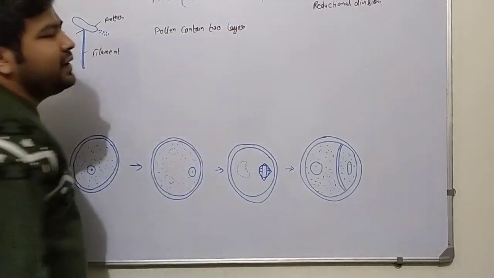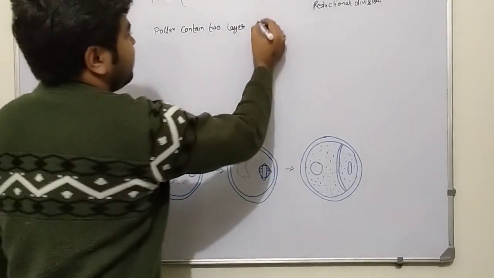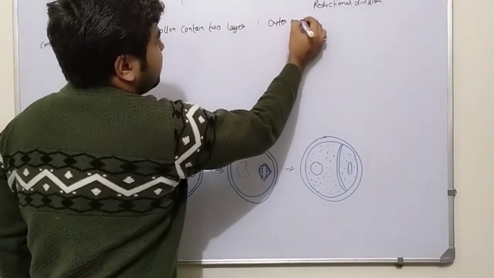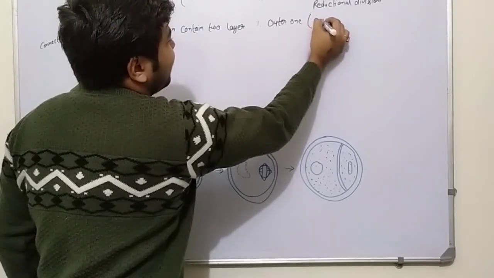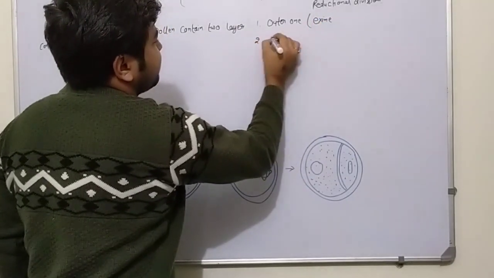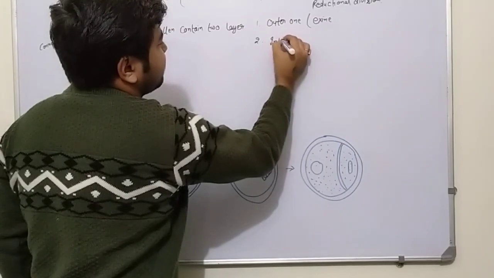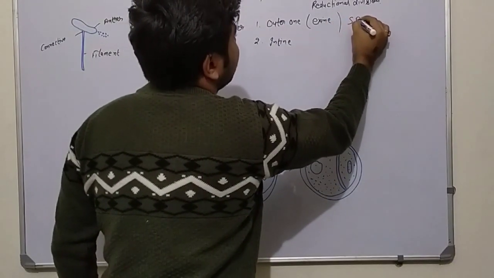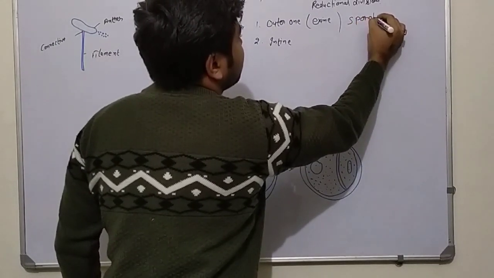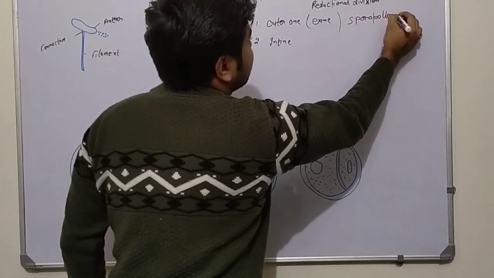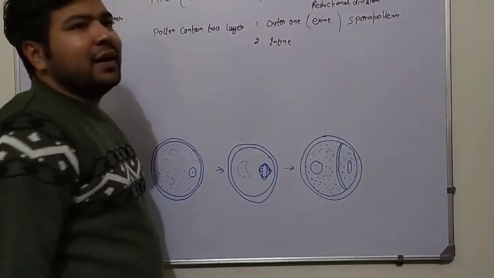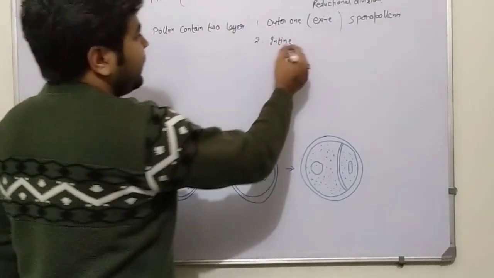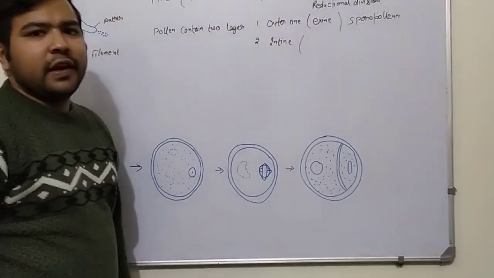The outer one is called exine, and the inner one is called intine. The exine is made up of sporopollenin. Sporopollenin is the hardest organic material found in nature. Intine is made up of cellulose and pectin.